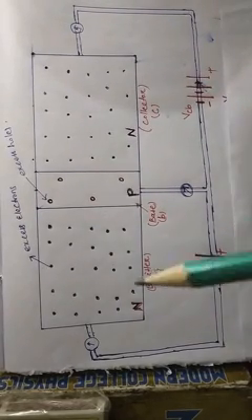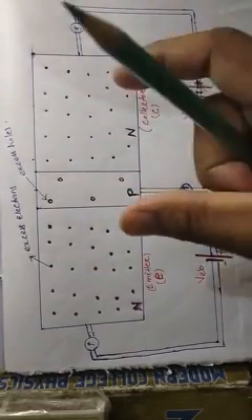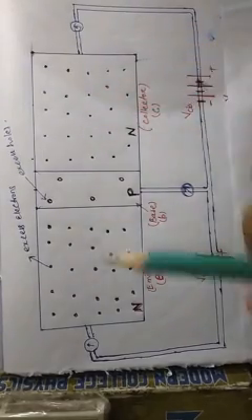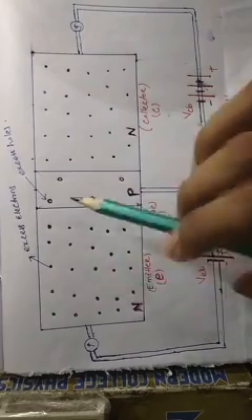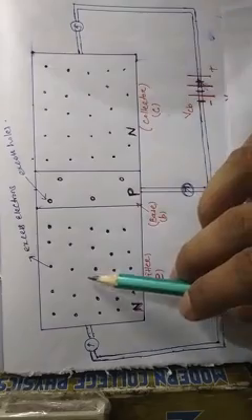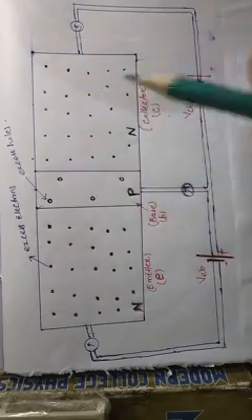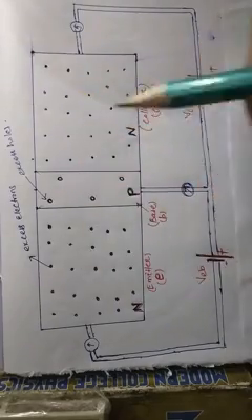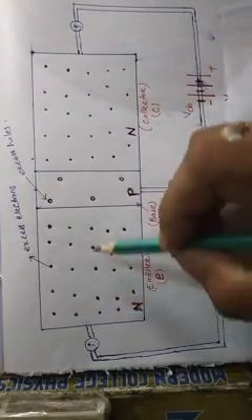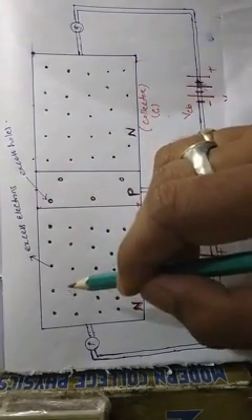Here, the NPN transistor has been constructed like this. First, the construction: in an NPN transistor, both N sides, the emitter side and the collector side, are heavily doped N-type semiconductor. Heavily doped means these black points are the excess electrons due to the doping.